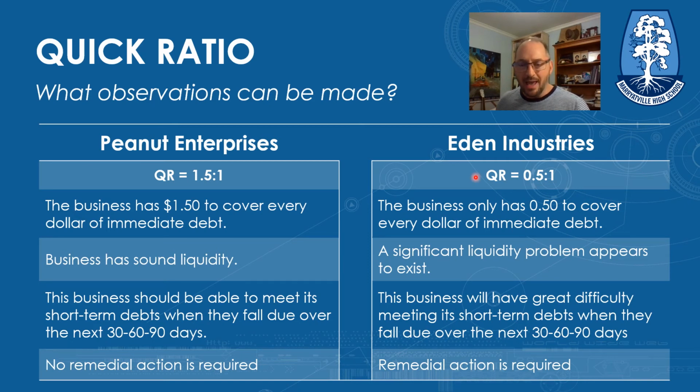Eden Industries, however, has a quick ratio of 0.5 is to 1. What does this mean? This means the business only has 50 cents to cover every dollar of immediate debt. Does it have a liquidity problem? Yes, it does. A significant liquidity problem appears to exist. Will this business be able to meet its short-term debts? Probably not. This business will have great difficulty meeting its short-term debts when they fall due over the next 30 to 60 to 90 days. Is remedial action required? Yes, remedial action is required.